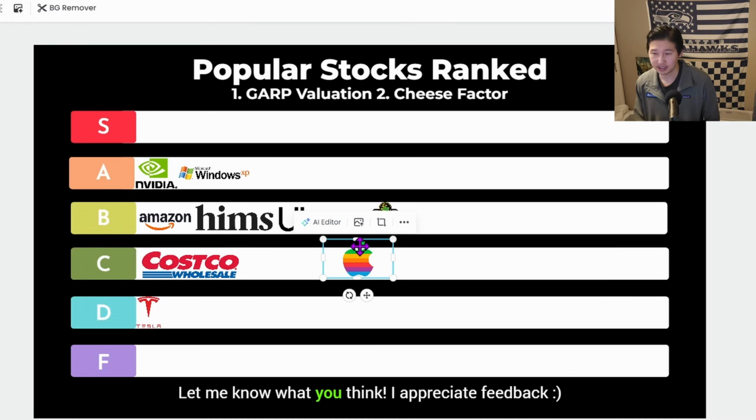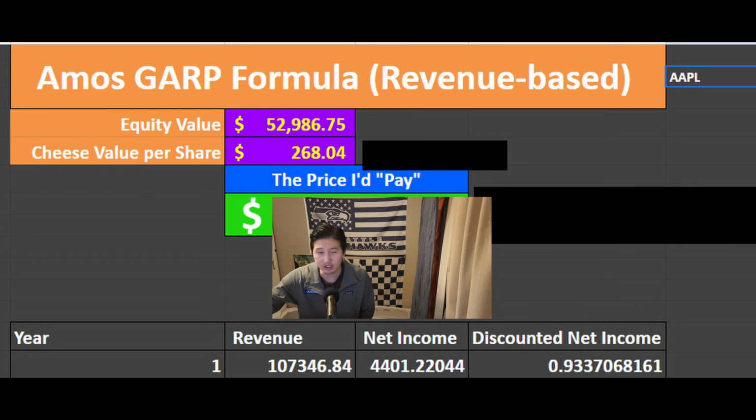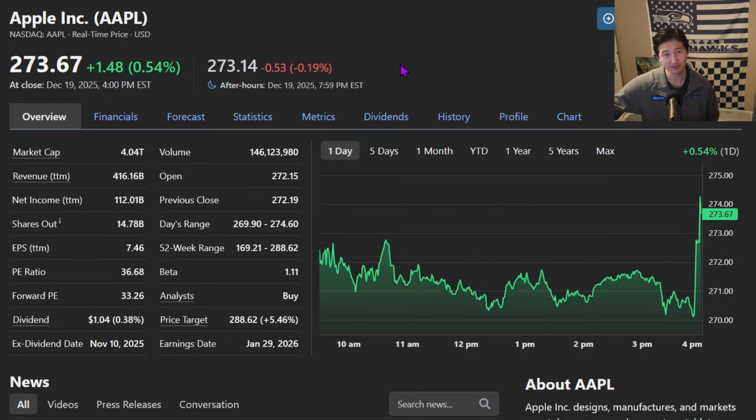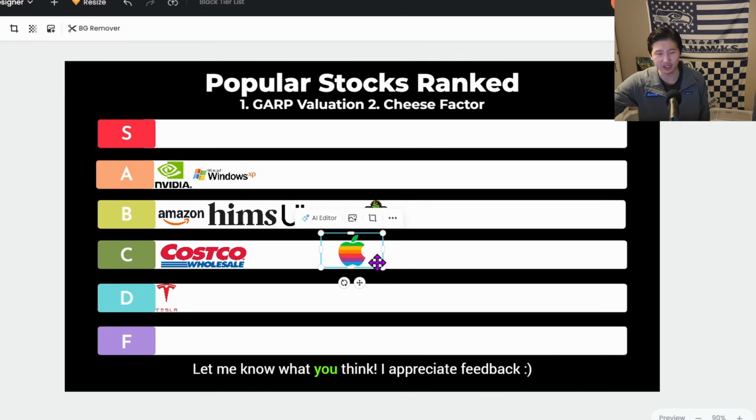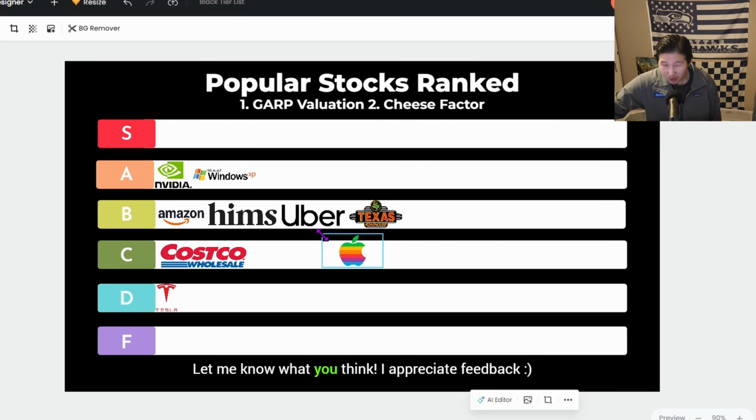The GARP formula says that they should be valued at $268 a share. As of right now, they're $273. So that would put them into that overvalued tier. Not to the degree of Tesla, of being overvalued by like $200, but they are overvalued. Having said that, I still think their products are high quality, I love their future, but because they're not a good value right now, they're fairly valued, I really wish I could put them into like right here, right?